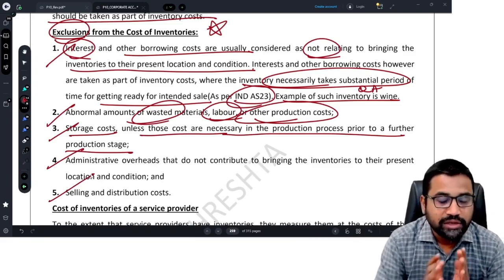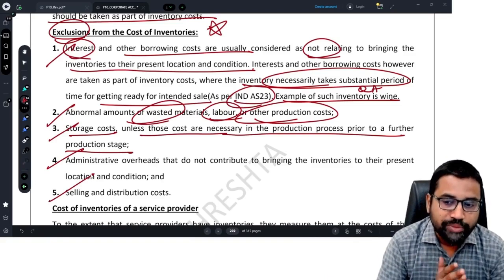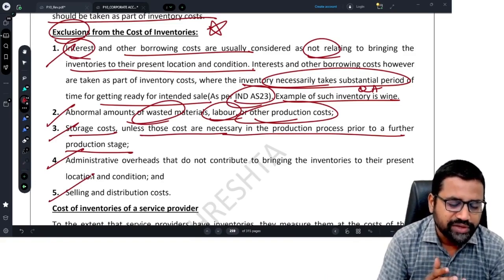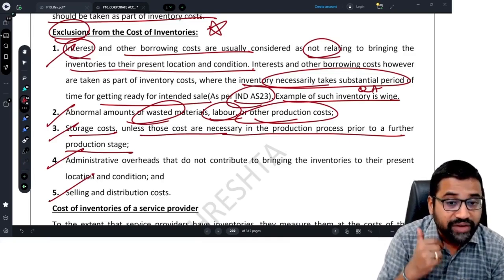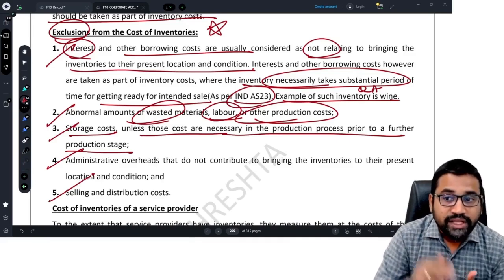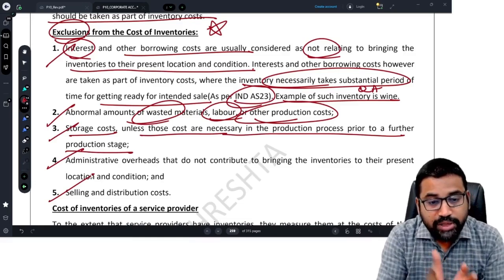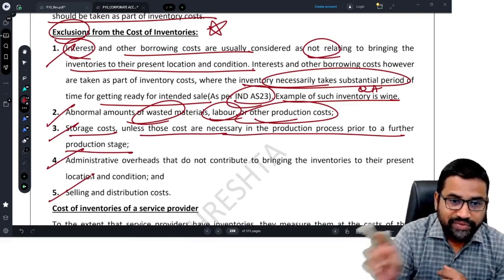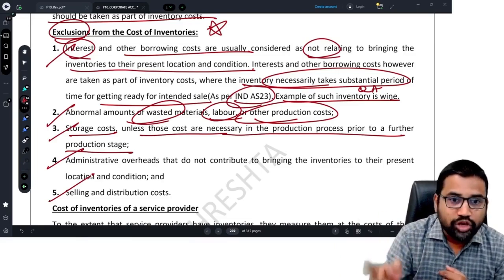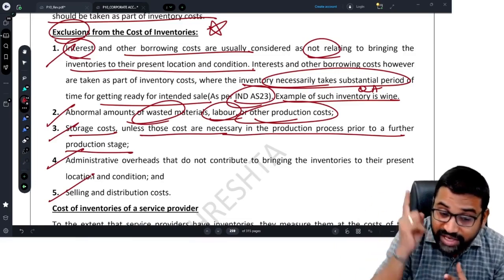First of all, what are we learning? Measurement of inventories: how to measure the inventories, cost or NRV, whichever is lower. How to determine the cost of purchase, cost of conversion, other costs. Cost of purchase: purchase price, add all taxes, refundable and non-refundable, less discount, add freight. Then cost of conversion: direct labor plus overheads. Overheads can be of two types: variable and fixed. Variable overheads are always at actual production. Fixed overheads at actual or normal, whichever is higher.